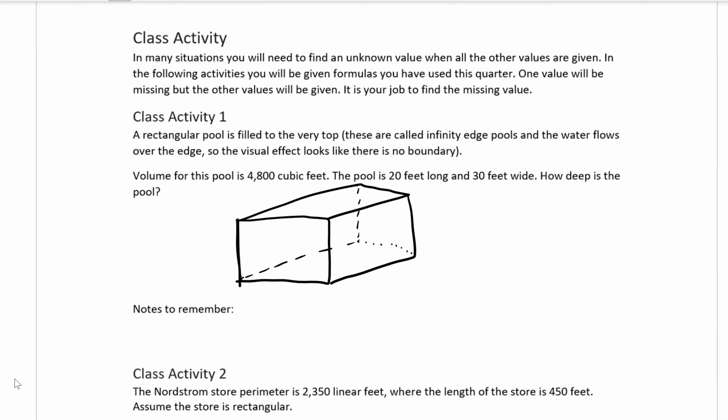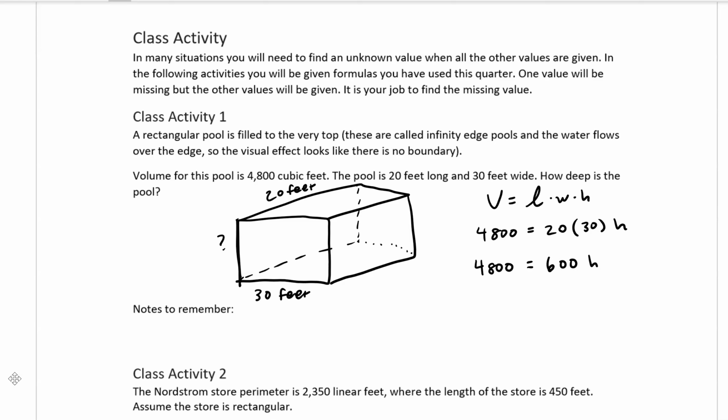So don't mind my poor drawing, but let's say our swimming pool looks something like that. And we know that it's 30 feet wide and 20 feet long. And we don't know the depth of the pool. So we have our volume equals length times width times height. We know the volume in this scenario is 4,800. We know the length is 20, and we know the width is 30, but we don't know the depth or the height of the pool. So I'm just going to leave that as h. And we can actually simplify 20 times 30 on the right-hand side. So I'm going to say 4,800 is equal to 20 times 30, which is 600h. So this statement basically tells us that the volume is 4,800, and that is equal to 600 times the height.